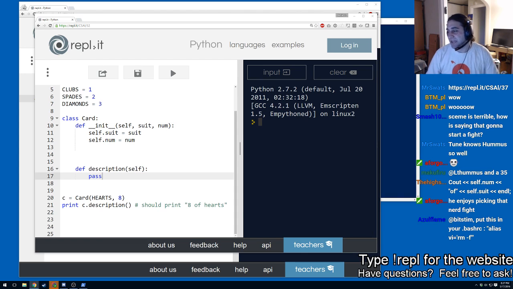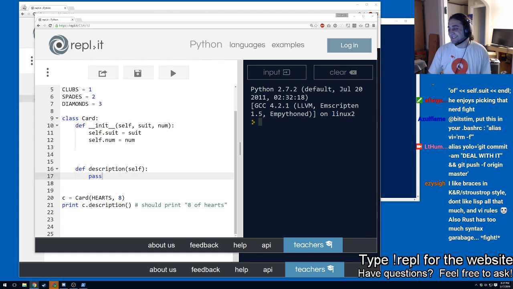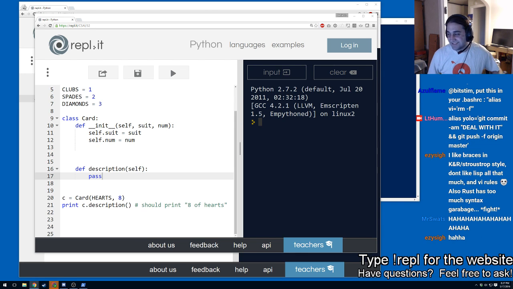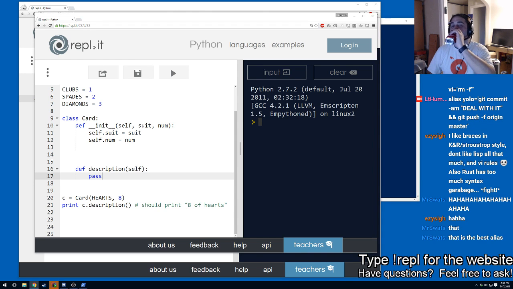No, man. If you're gonna put anything in your bash RC, it's... Psh, it's that. Alright. That's what you put in your bash RC. Great commit messages, Hummus. Deal with it.